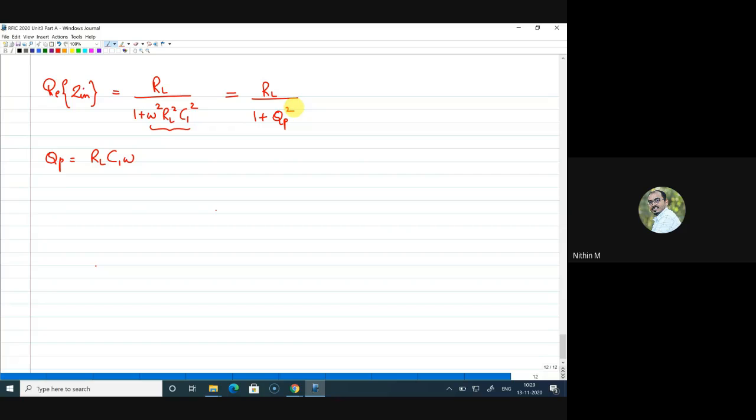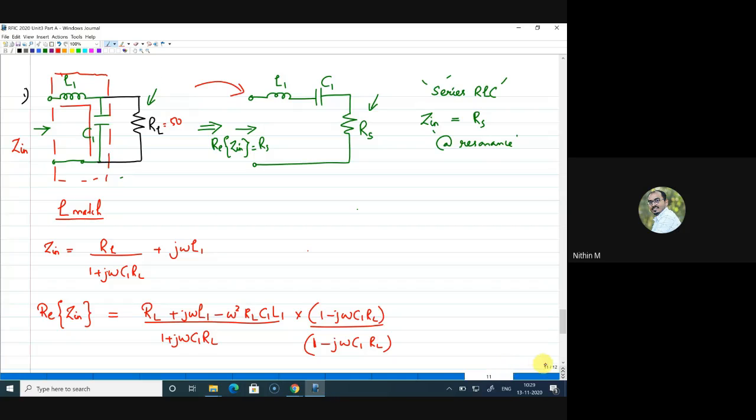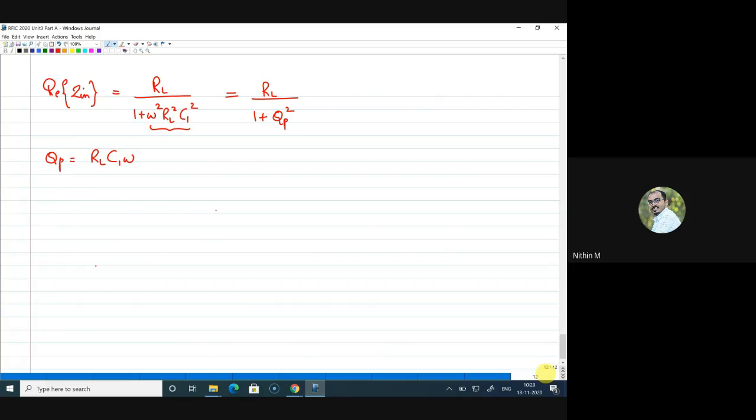So we call it the real part of impedance. So this is in fact a series resistance, right? Or I will note down a point here that RL is now transformed into a lower impedance, or a lower value, by a factor 1 plus QP square, right? So RL is now transformed into a lower impedance by a factor 1 plus QP square, that we have proved.